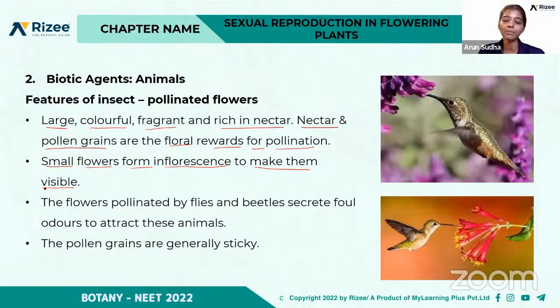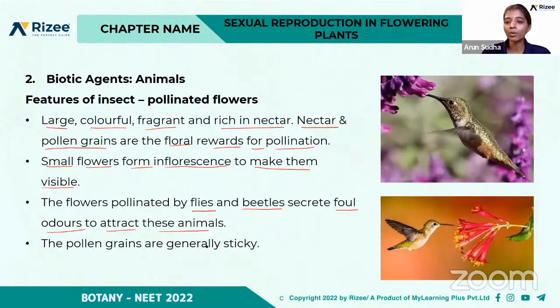Okay, the flowers pollinated by flies and beetles secrete foul odors to attract these animals. So first, they may either cause fragrance, or they produce the odor to attract the animals, or they produce colorful flowers to attract the insects, right?